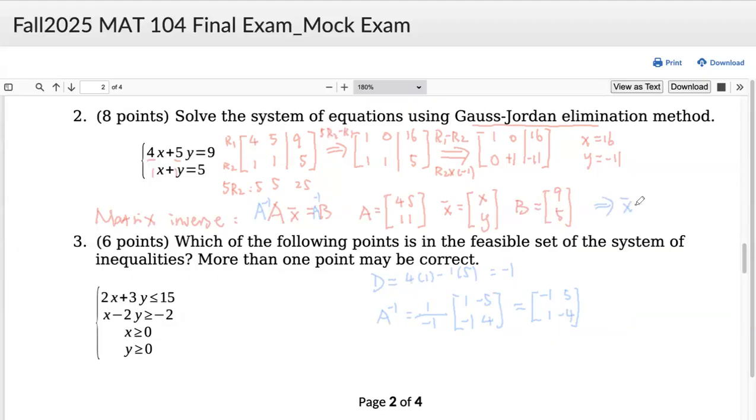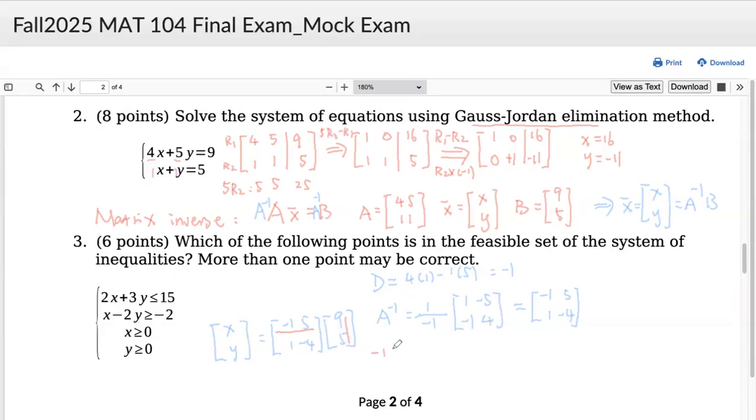Then you see here, what does x equal to? X, Y equals A inverse times B. So X, Y equals A inverse, which is negative 1, 5, 1, negative 4, times B, 9, 5. So we do matrix multiplication. How do we do that? We use row times the column, dot product.